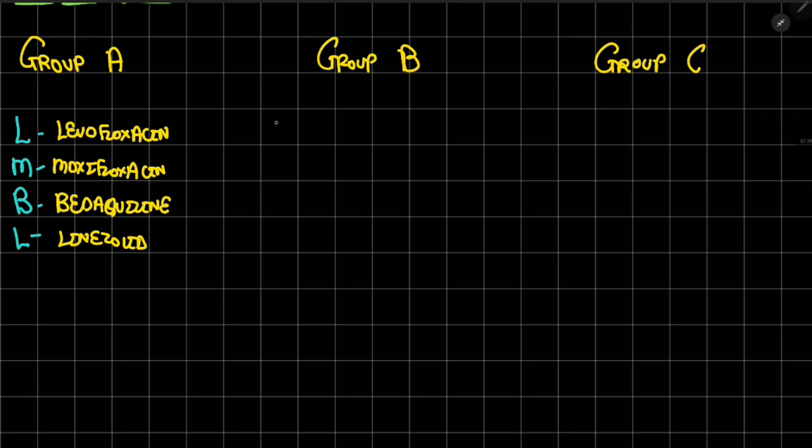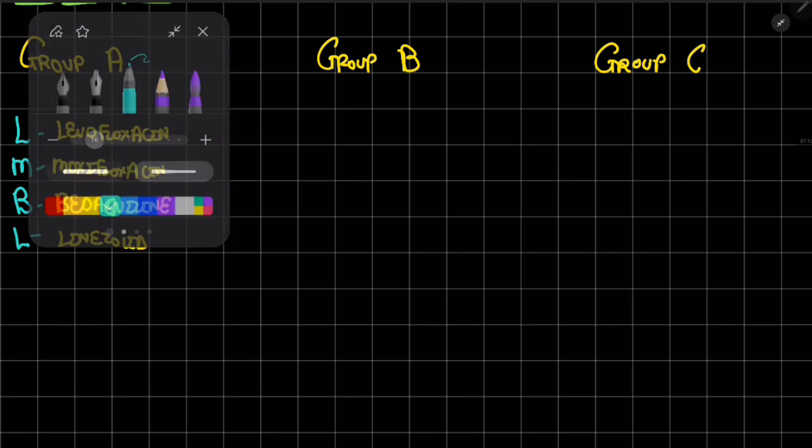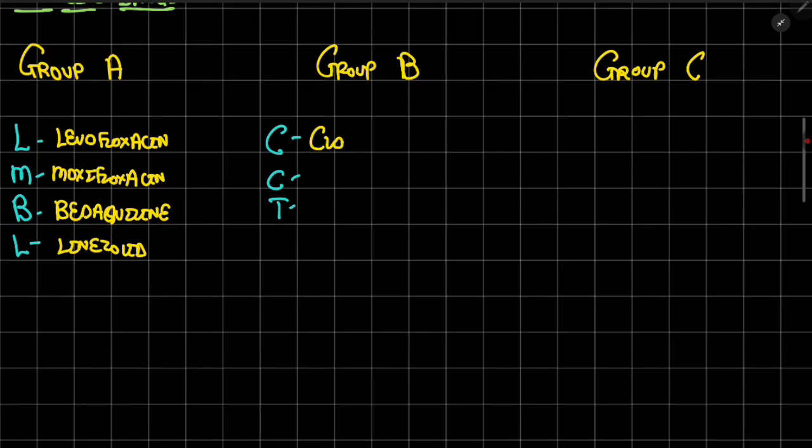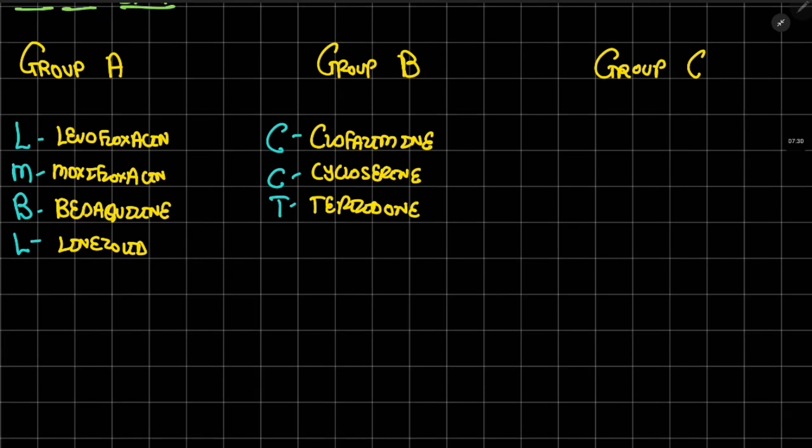For group B, we have a mnemonic CCT, continuous class test. So C stands for clofazimine, another C for cycloserine, and T stands for terizidone.